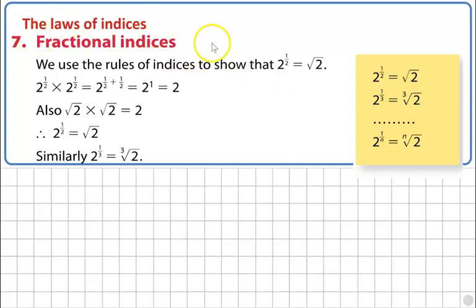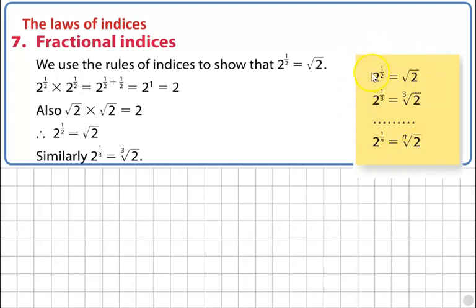The laws of indices, fractional indices. We use the rules of indices to show that 2 to the power of half is equal to the square root of 2. So if we have 2 to the power of half multiplied by 2 to the power of half, multiplying powers with the same base, we add the powers. So we get 2 to the power of a half plus a half, and a half plus a half is 1. So 2 to the power of 1 is also 2. And we know that root 2 multiplied by root 2 also gives us 2. Therefore, 2 to the power of a half must be equal to root 2. Similarly, 2 to the power of a third is going to be equal to the cube root of 2.